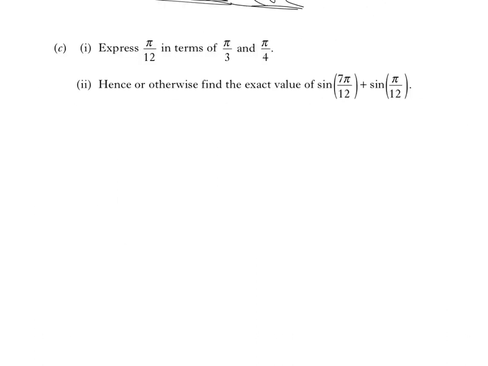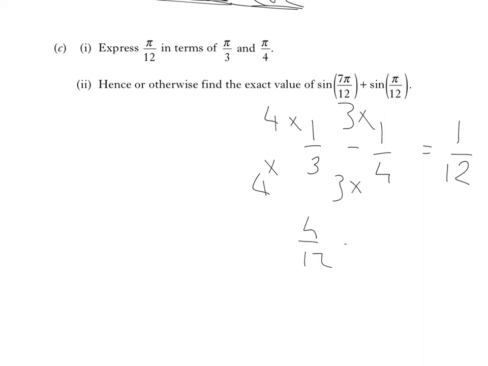Okay, part C says express pi over 12 in terms of pi over 3 and pi over 4. Right, well, there's just a wee bit of experimentation with this in fractions, but you should find that 1/3 minus 1/4 is equal to 1/12 if you just play about with it. So lowest common denominator there is 12, so top and bottom be 4, top and bottom be 3. 4/12 take away 3/12 is 1/12. So the same can be applied for these. So pi/12 is just pi/3 minus pi/4.